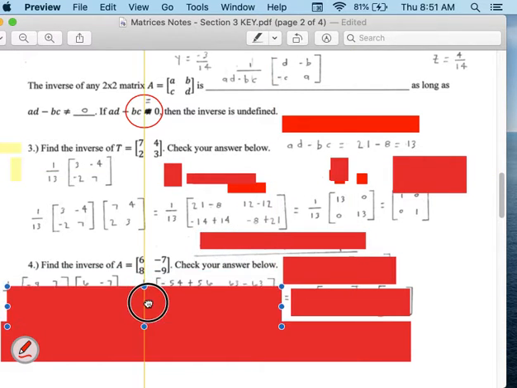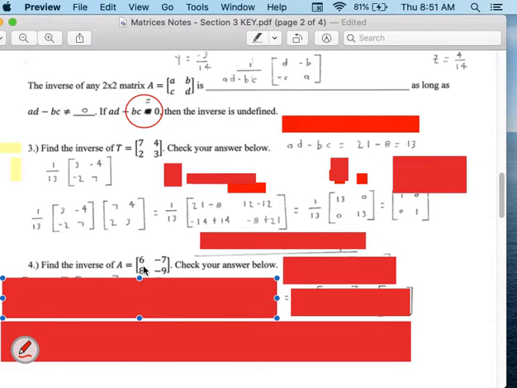Okay? So here is our inverse. Our matrix is 6, negative 7, 8, negative 9. Okay? What would the inverse be? I'm going to give you about 90 seconds or so. AD minus BC is the first thing you need to do. What is that? AD minus BC.